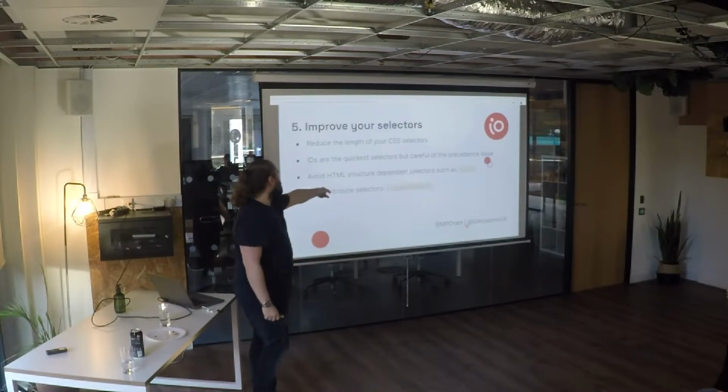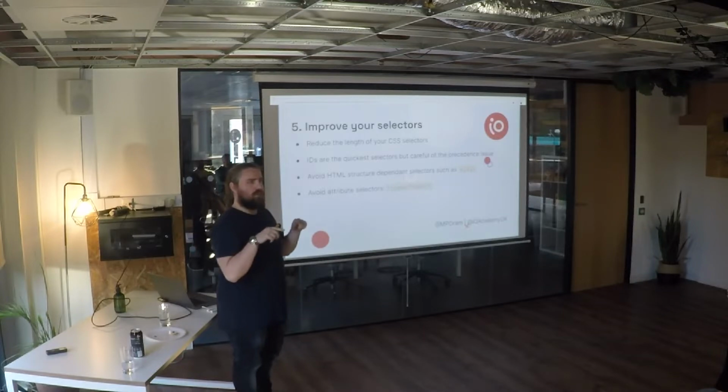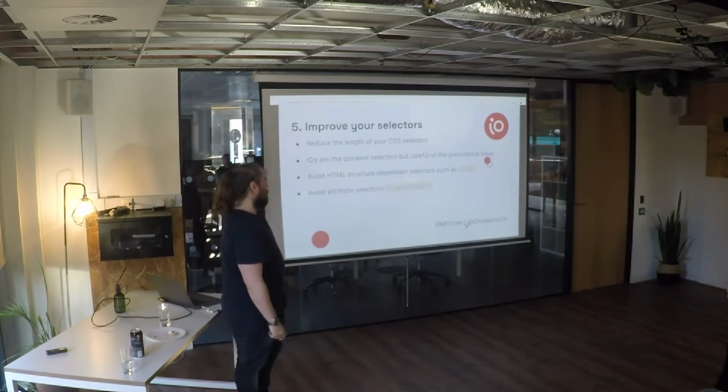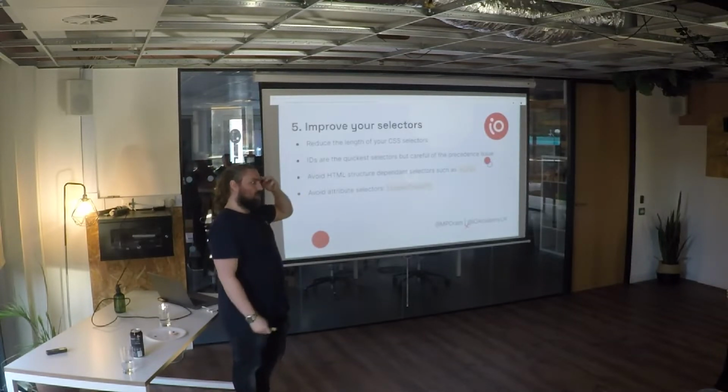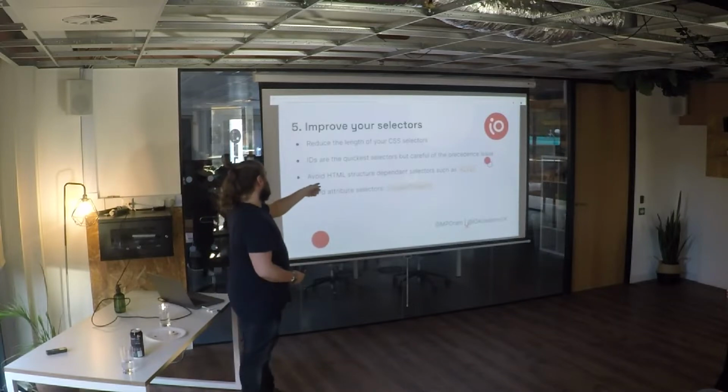And the same with these, the attribute selectors. They're just really slow when you use the square brackets. You see that kind of thing quite often with inputs, where you want to target a certain type of input. Just put a class on all those types of inputs and target the class instead, because these are really slow.